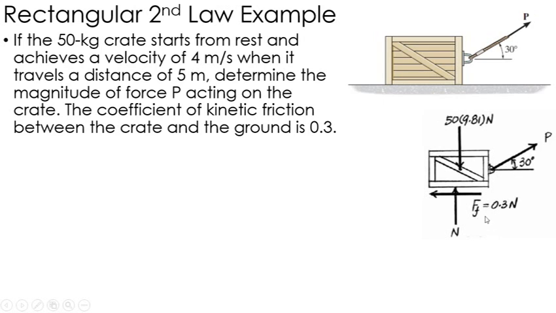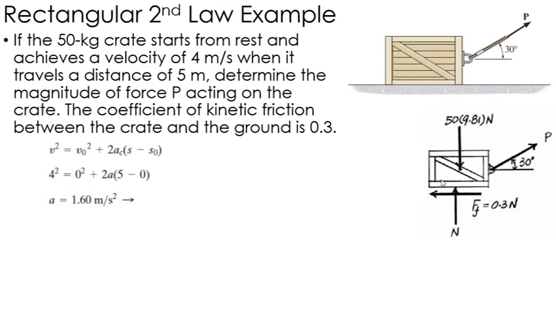So my two unknowns here are my normal force and my applied force P. Two unknowns, I have two equations. That'll be the sum of the forces in the x and the y. Now, in order to apply that, I have to figure out what that acceleration is. In order to apply Newton's second law equation, I need that acceleration.